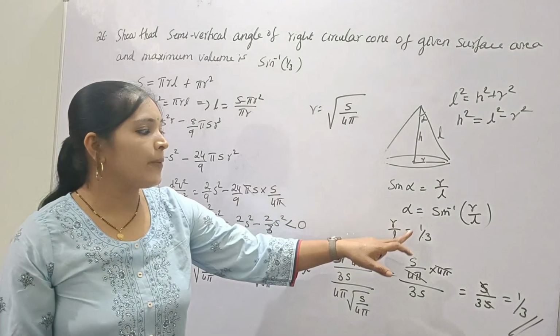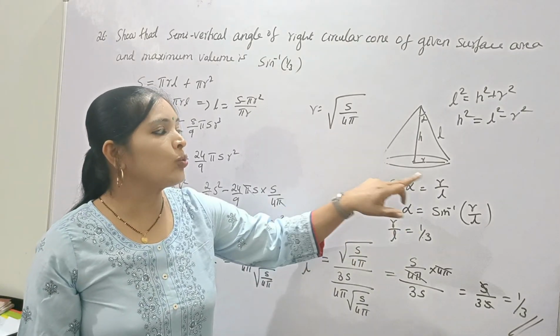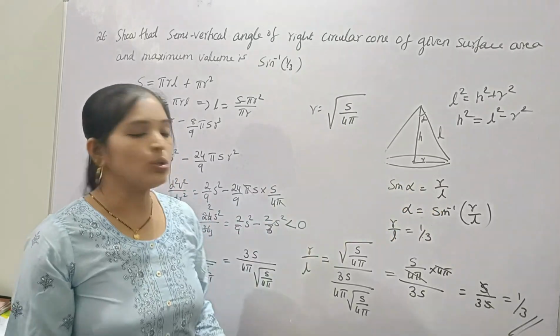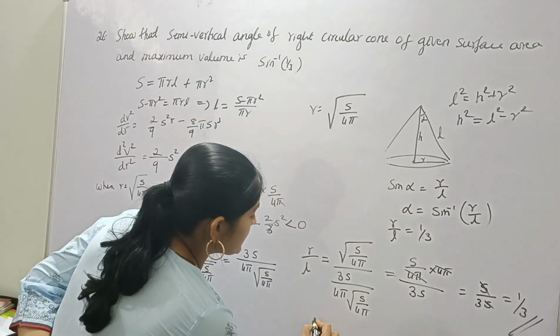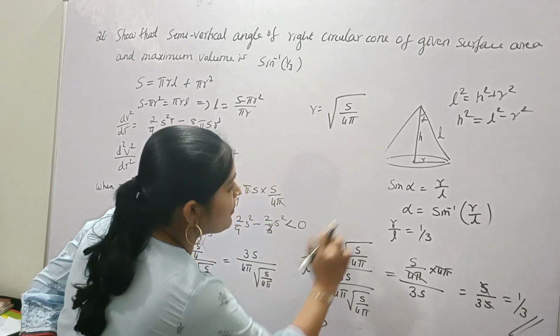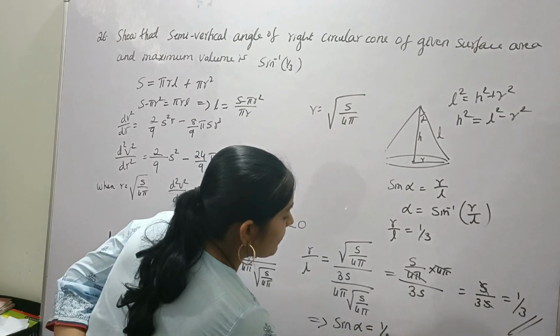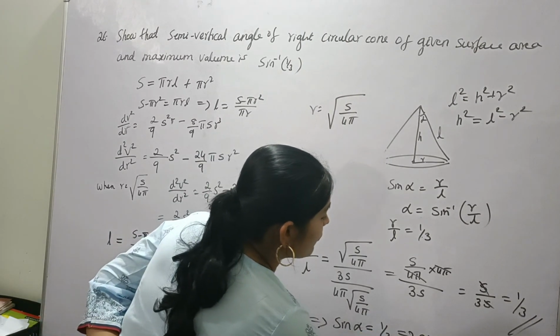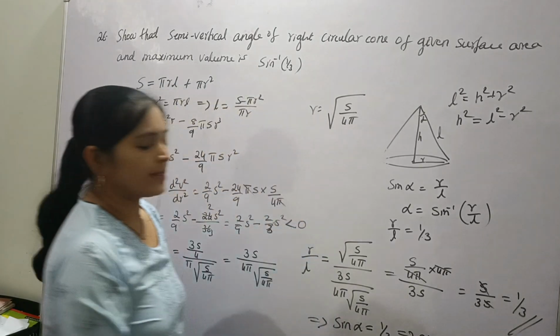What is r by l? R by l is nothing but sine alpha. So sine alpha is equal to 1 by 3, which implies alpha is equal to sine inverse of 1 by 3. Hence it is proved.